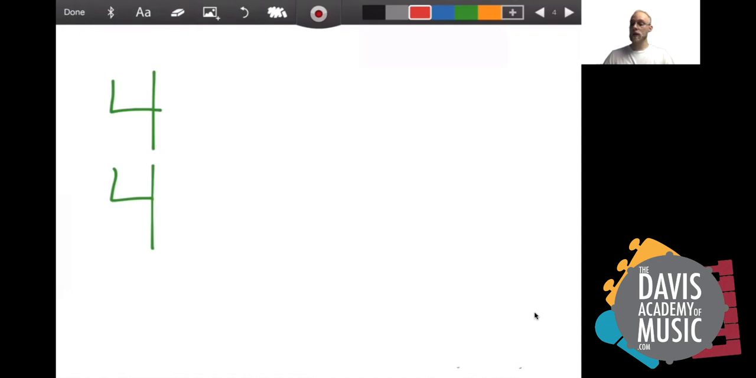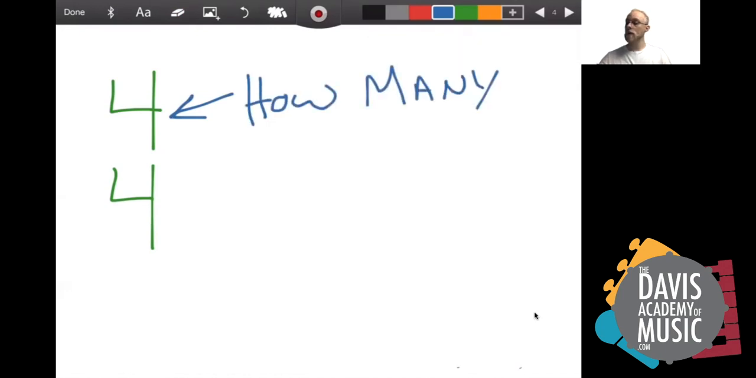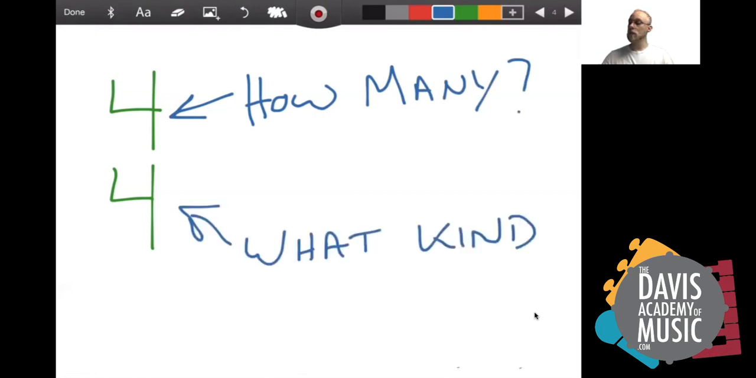Now the top number means something specific, and it's different than the bottom number. The top number means how many, and the bottom number means what kind. And this is true for all of our time signatures. In fact, we'll get into more complex time signatures later, and it's always going to be true. So you want to commit this to memory.